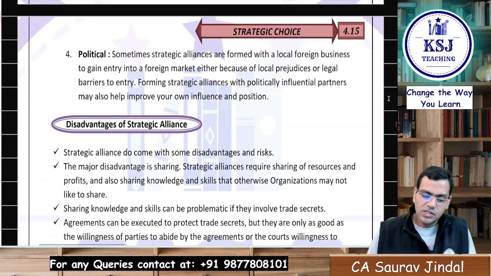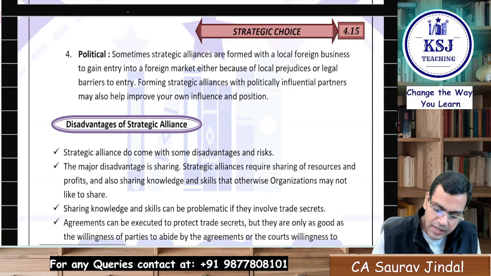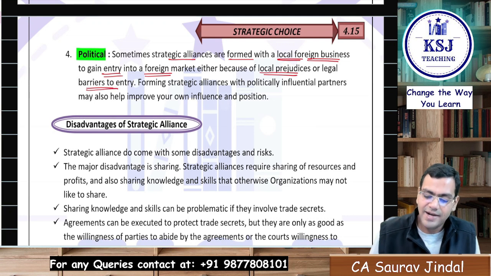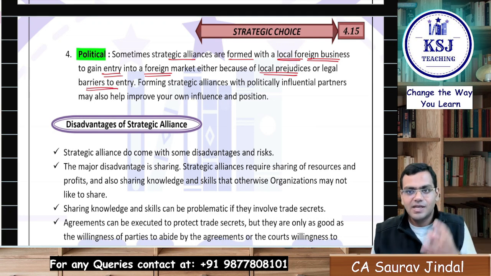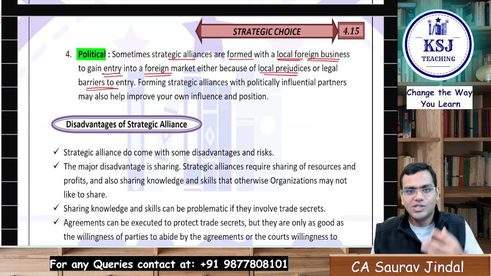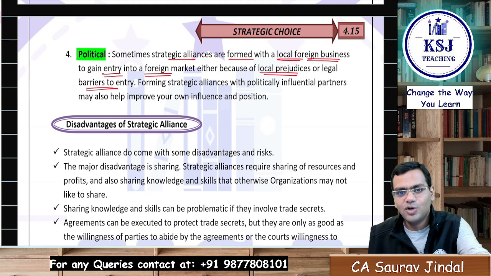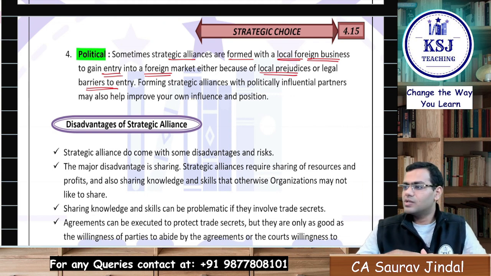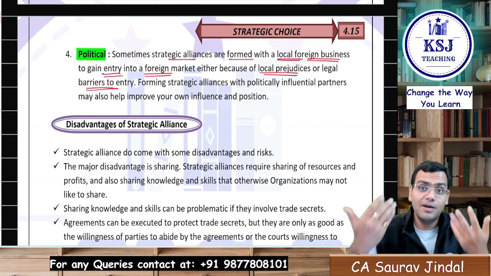The last one is political. Political, though we have already been talking about, isn't it? Sometimes strategic alliances are formed with a local foreign business to gain entry into the foreign market, either because of local prejudices or local barriers to entry, right? So there is a foreign business which is working in India. You make a strategic alliance with that business. Okay, let's come together. I will provide you with that, you provide me with that. Let's come together and sell something in your country, right? That is one way of entering the foreign market.